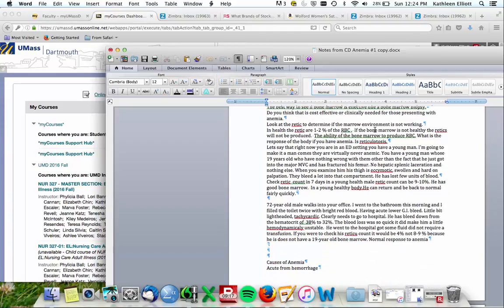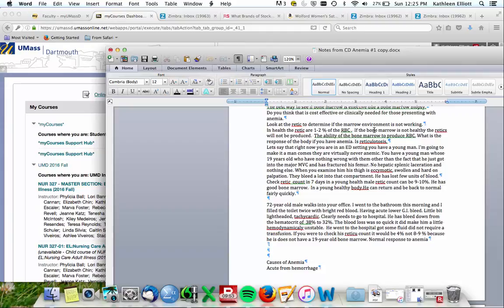A 72-year-old male walks into your office. He went to the bathroom this morning and he reports that he filled the toilet twice with bright red blood. This gentleman is having an acute lower GI bleed. He's a little bit lightheaded, he's tachycardic, and clearly needs to go to the hospital. He has bled down from a hematocrit of 38 to 32%. The blood loss was so quick that it made him a little hemodynamically unstable. He went to the hospital, got some fluid, and did not require a transfusion.